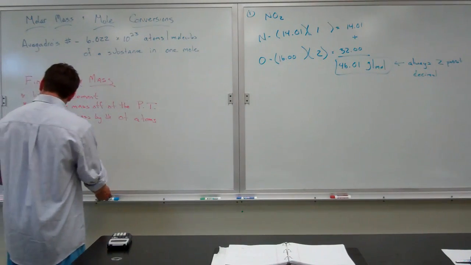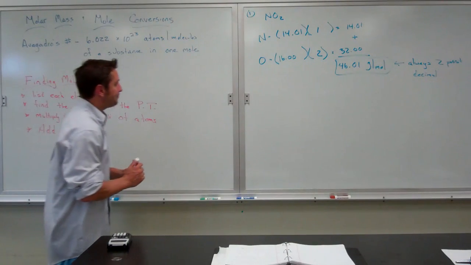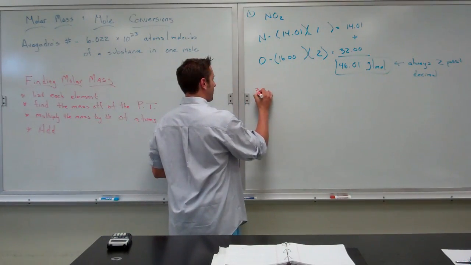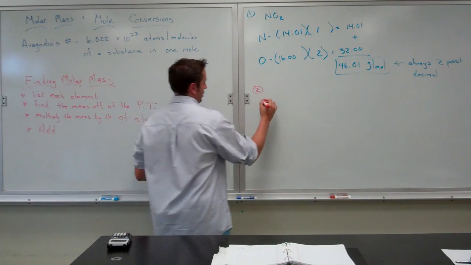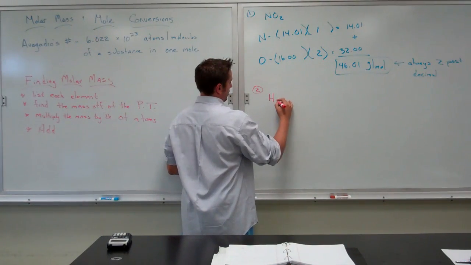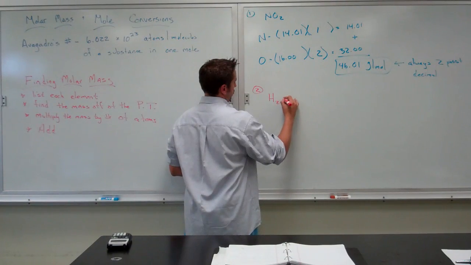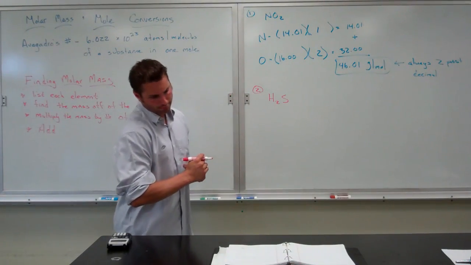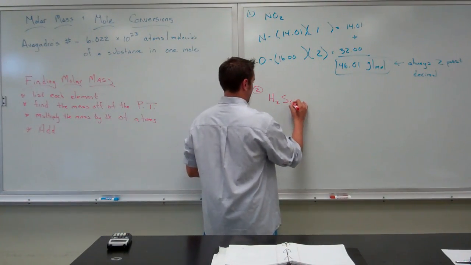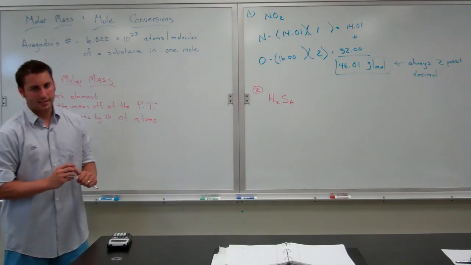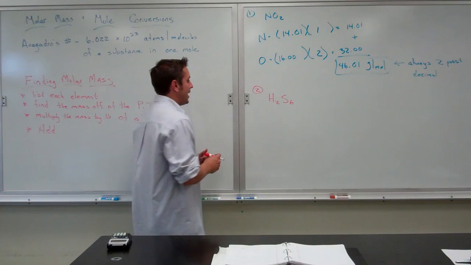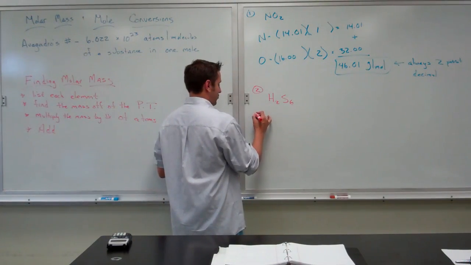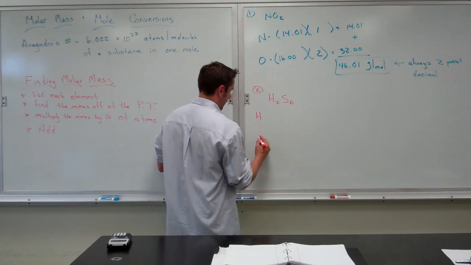Let's try another one that's a little bit more complicated. How about something like H2S6. H2S6. Going to try to do the same thing. List the elements we have first. Looks like I have hydrogen and I have sulfur.